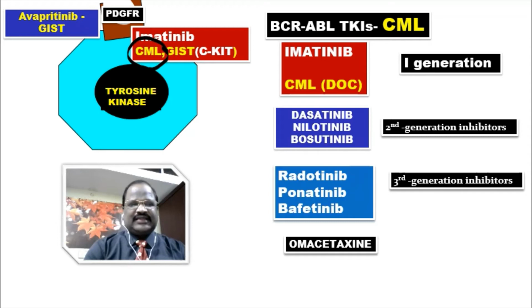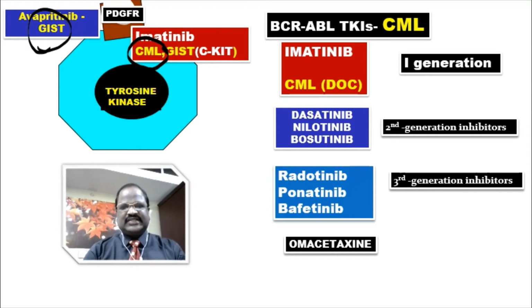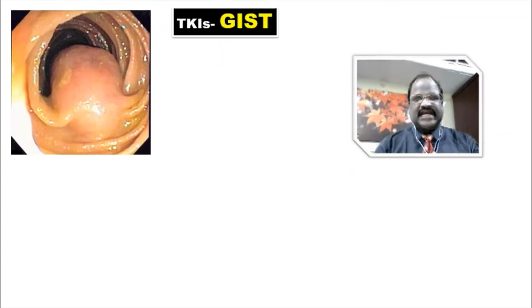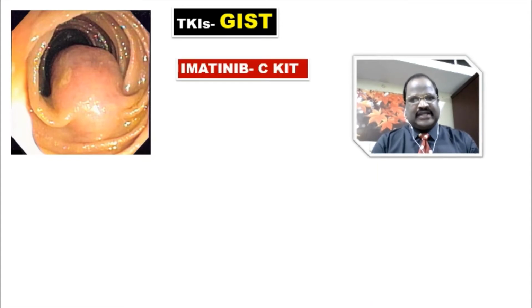What are the tyrosine kinase enzyme blockers useful for GIST? This is also one area for MCQ. So in my next slide, I am going to discuss tyrosine kinase enzyme inhibitors useful for GIST. I think you know GIST means gastrointestinal stromal cell tumor. In that, the first choice is imatinib. The first line choice is imatinib.